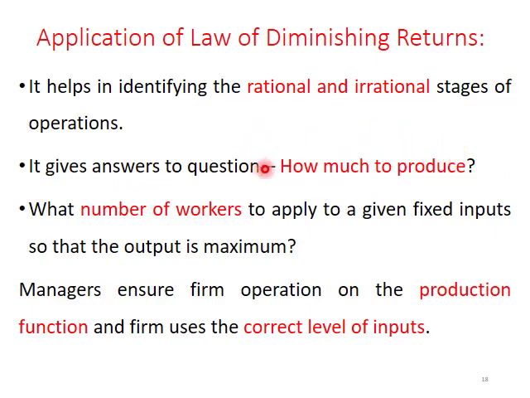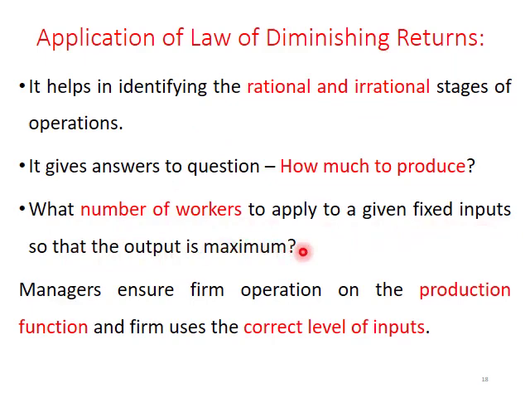And the second one is that it gives an answer to the most important question, that is, how much to produce. This is the main question that should be answered by a manager before starting production. So this can be answered by understanding the law of diminishing returns.